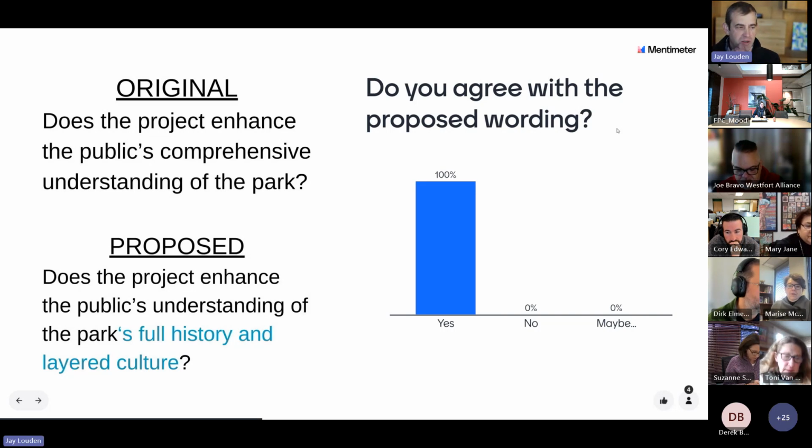Forgive me, I got distracted by a giant raccoon walking across in front of my office. Oh my gosh. And if you've said no here, please feel free to unmute and chime in.